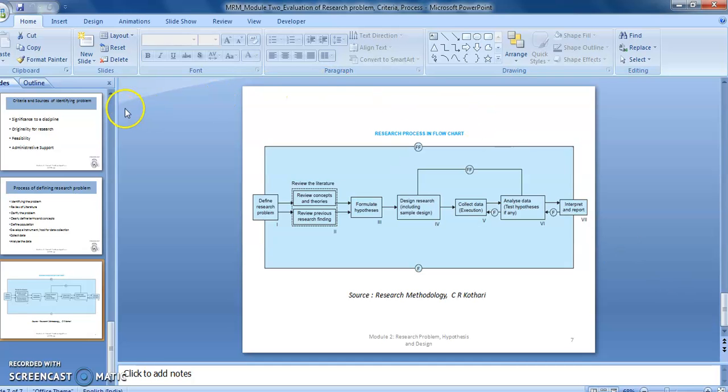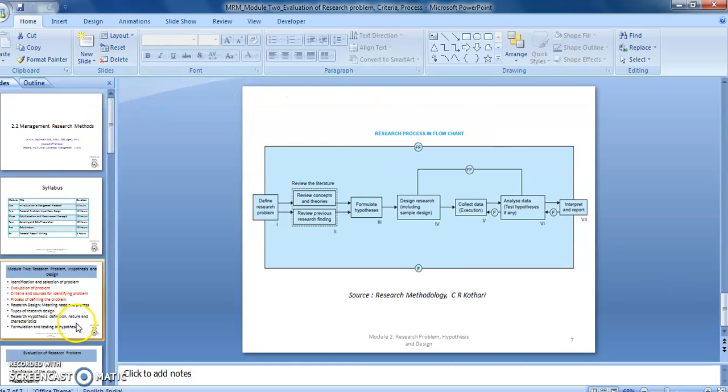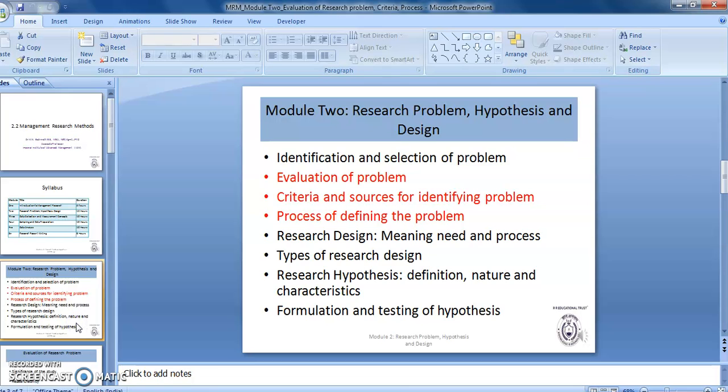So the 3 subtopics we have covered. I will just show you. We have covered the evaluation of the problem. We have covered the criteria and sources for identifying a problem and the process of defining the problem. So with that, we will stop for today and we will continue in the next session.